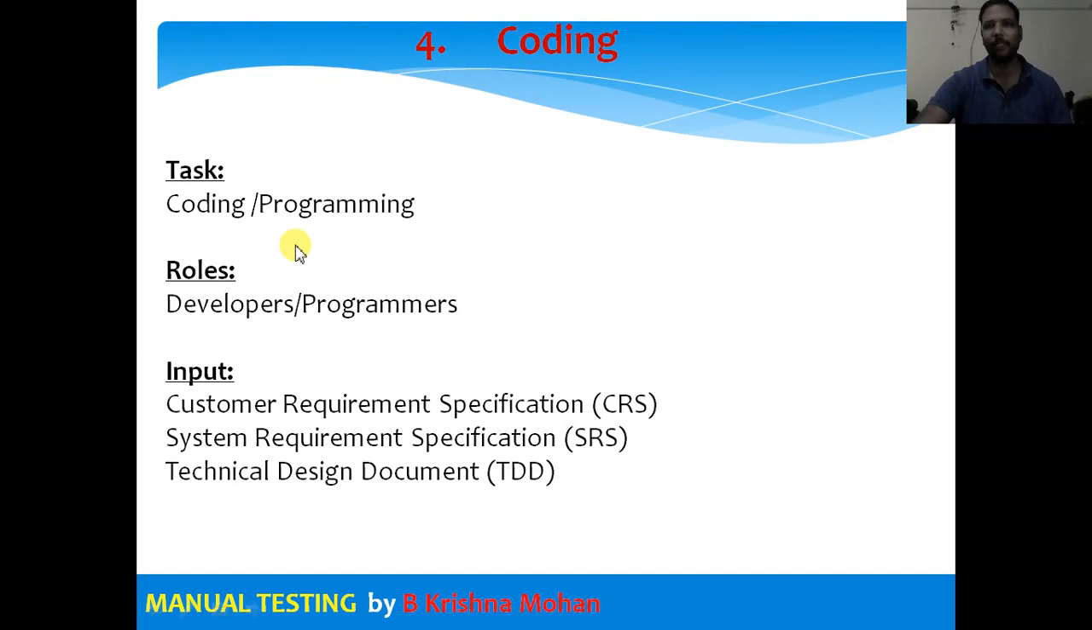In the coding phase, the task is programming, or coding. Who will be doing that, or who is the role? The developer or the programmer. What are the input documents to perform the tasks? CRS, customer requirement specification, or BRS, business requirement specification, then SRS, system requirement specification, and the technical design document. All the output documents from the previous phases will be input to this coding phase.